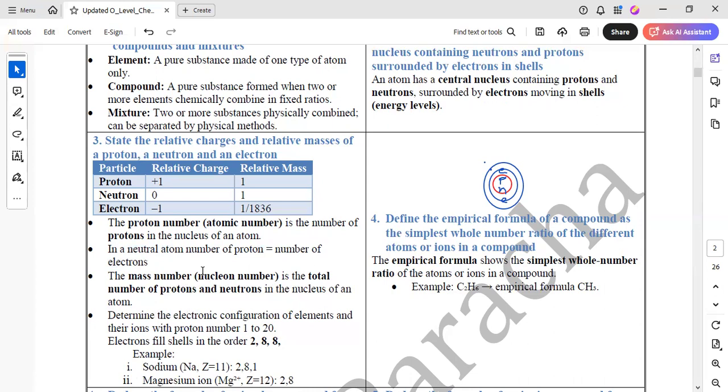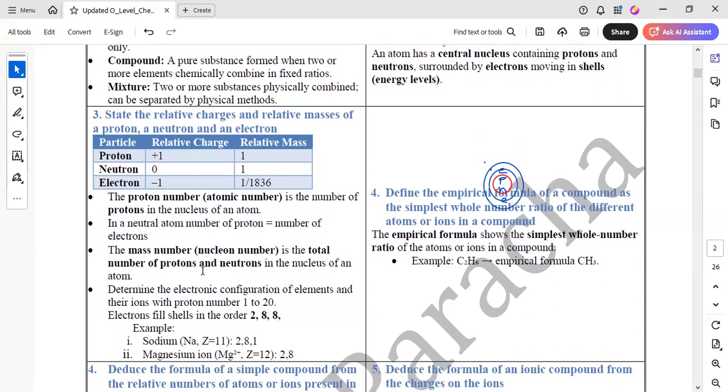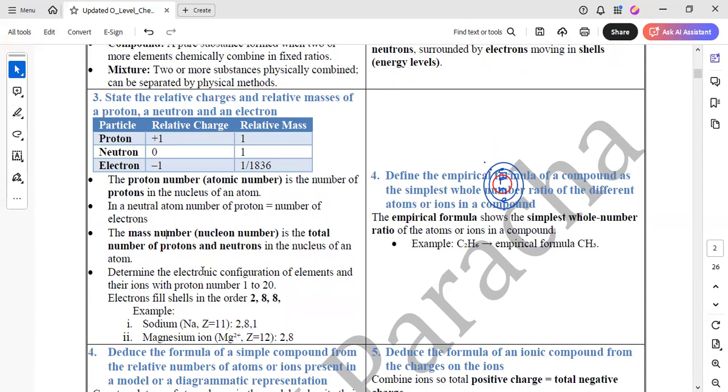Determine the electronic configuration of an element and its ions with proton number 1 to 20. If electronic configuration comes in your exam, it will be from hydrogen, going on to an element having a proton number of 20. So the first 20 elements will be included when they ask you to draw the electronic configuration of an atom. Only the first 20 elements will come.